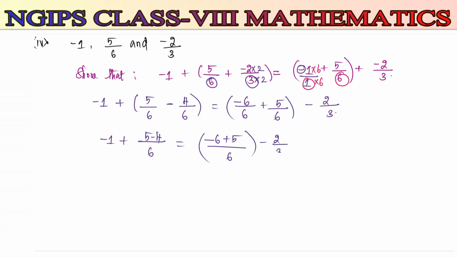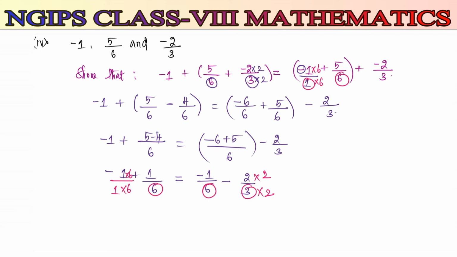minus 2/3. So here -1 plus 5 minus 4 it is 1 divided by 6 is equal to -6 plus 5 it is -1 divided by 6 minus 2/3. So if there is no denominator you can consider the denominator as 1, but here we have 6 as a denominator, so here also you need to multiply with 6 both numerator and denominator. When it comes to the right hand side, the LCM of 6 and 3 is 6. So both numerator and denominator you need to multiply by 2 so that you will get the denominator as 6.